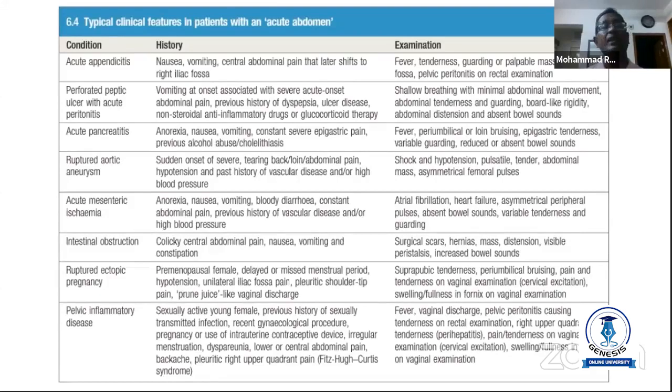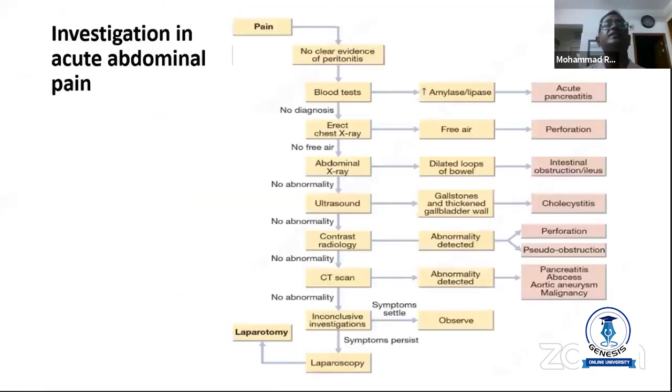This is the history, we are not going through it. Now some investigations. Whenever a patient comes to you with acute abdominal pain and there is no clear evidence of peritonitis, do a blood test. First, as a medicine doctor, think whether the patient is suffering from acute pancreatitis. Go for a lipase or amylase test. I prefer lipase because amylase is raised in many other causes. If your lipase value is normal, then check an erect posture X-ray, where you can see free air for perforation.